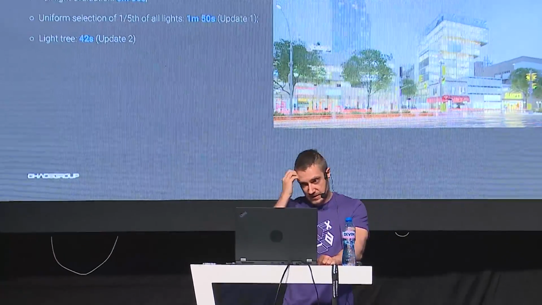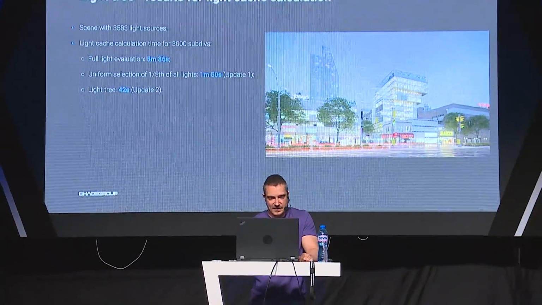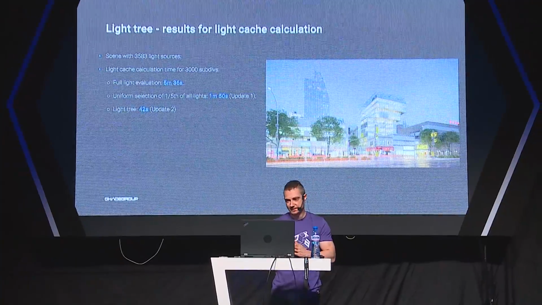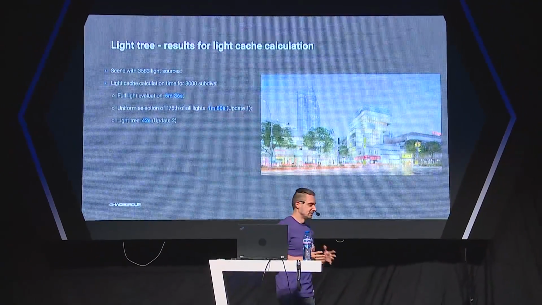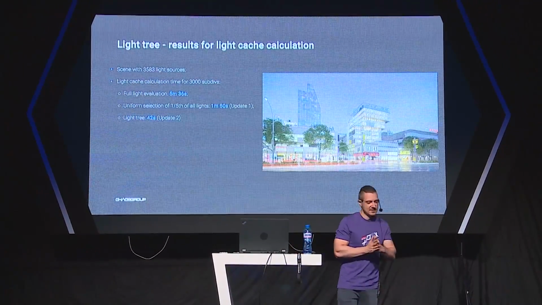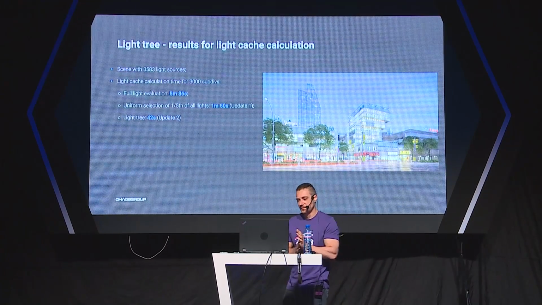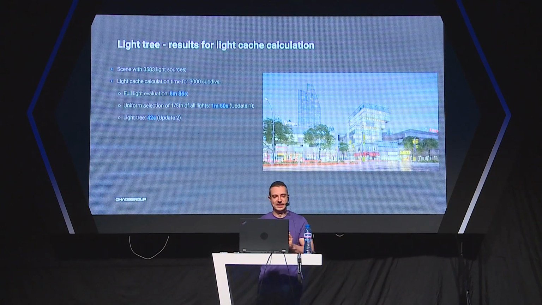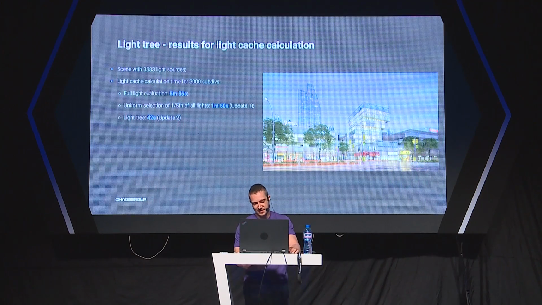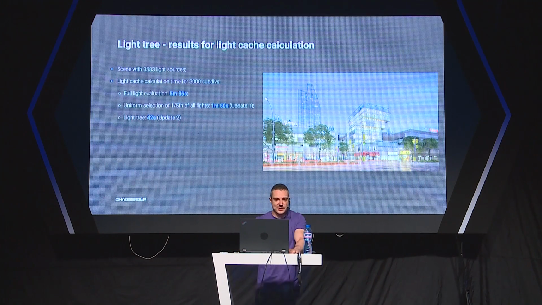And here are some results. This scene is from Evermotion. It has 3,500 light sources. And again, I compared this to initial scenes from Evermotion from the very first packs, which only had like 15 light sources maximum. And now they've gotten up to 3,000.